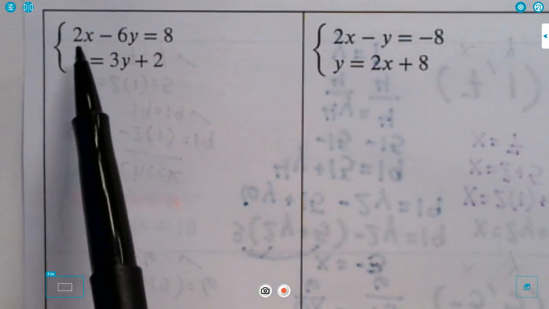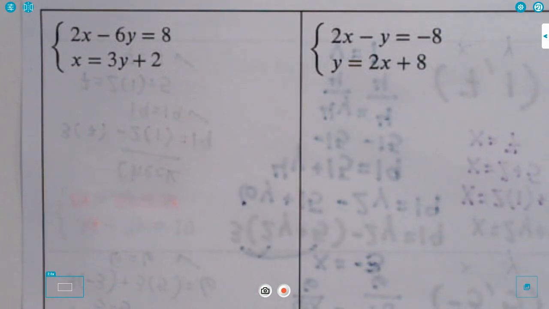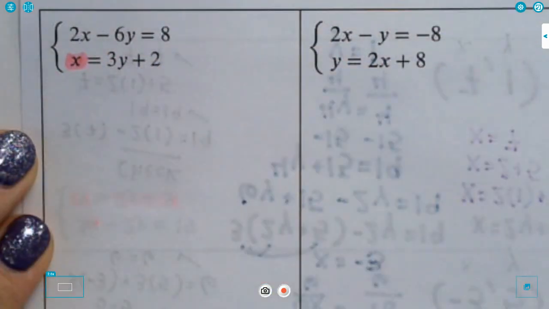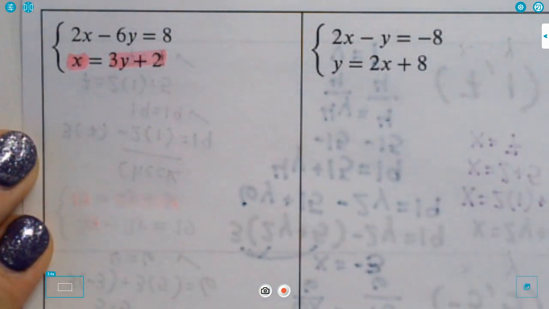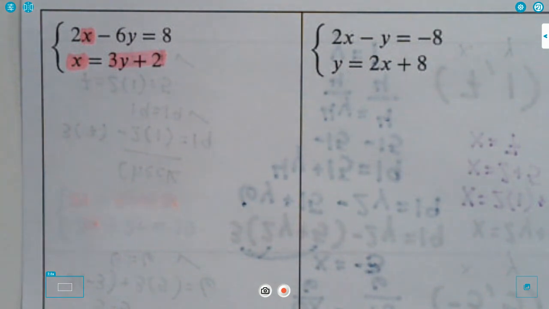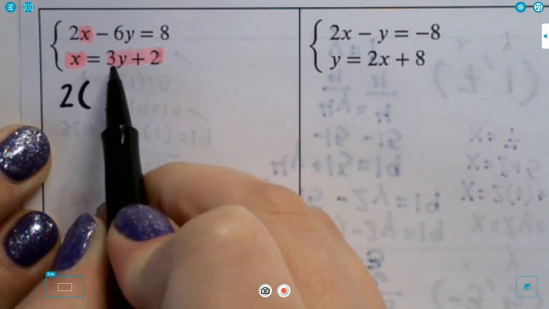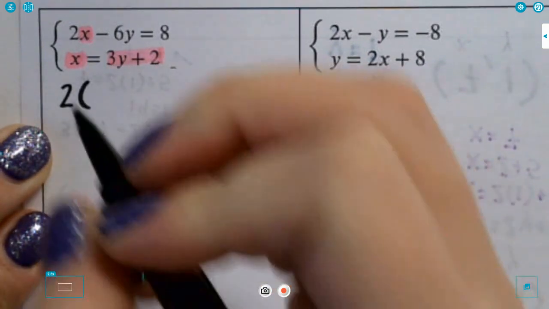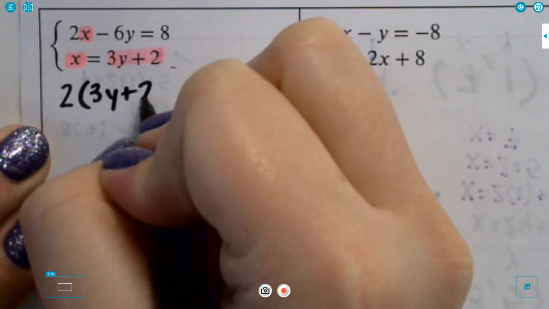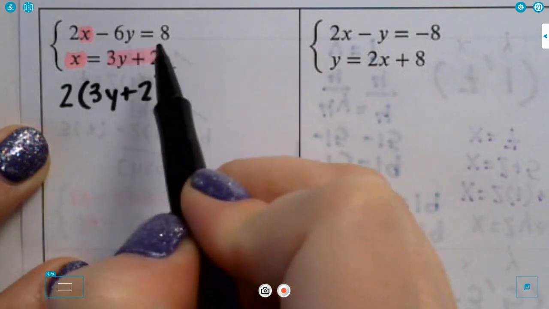So this first one on the back, 2x minus 6y equals 8. We've got x equals 3y plus 2. Because this is x equals, we can take that 3y plus 2 and plug it in for x. So we're going to have 2 times, plugging in 3y plus 2 for x, and then we still have minus 6y equals 8.